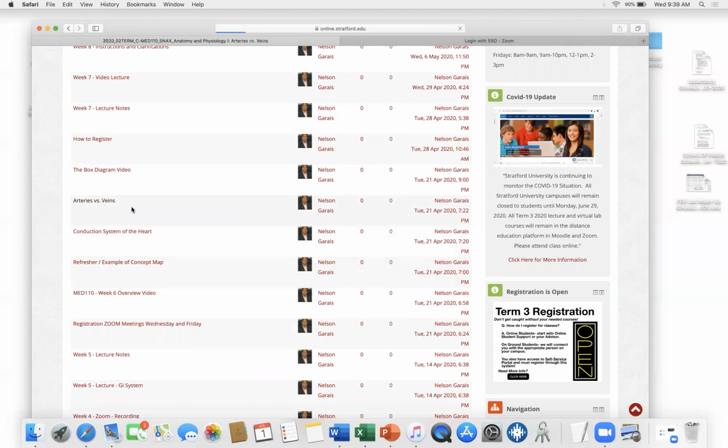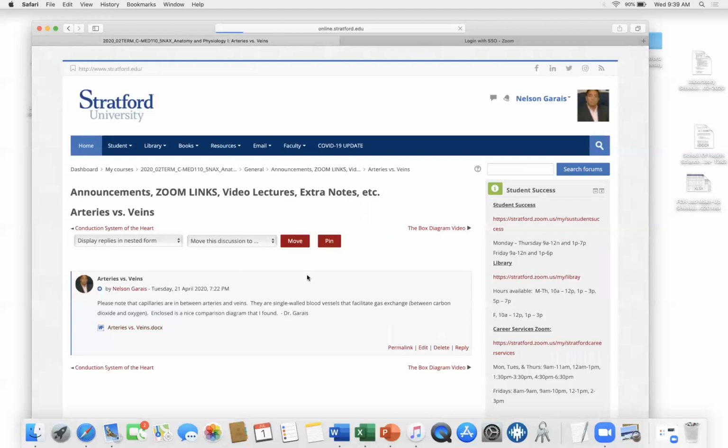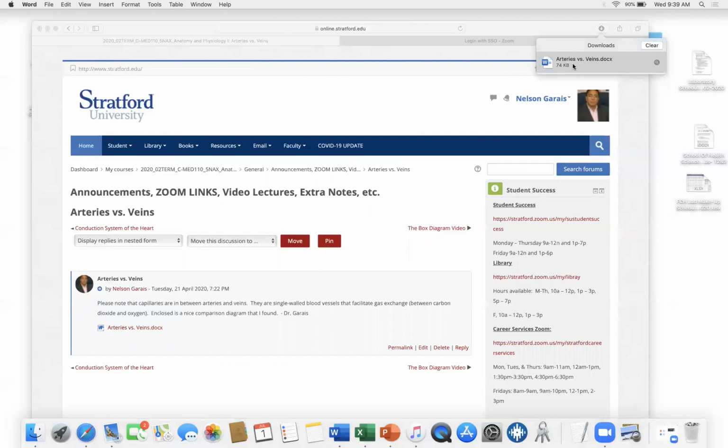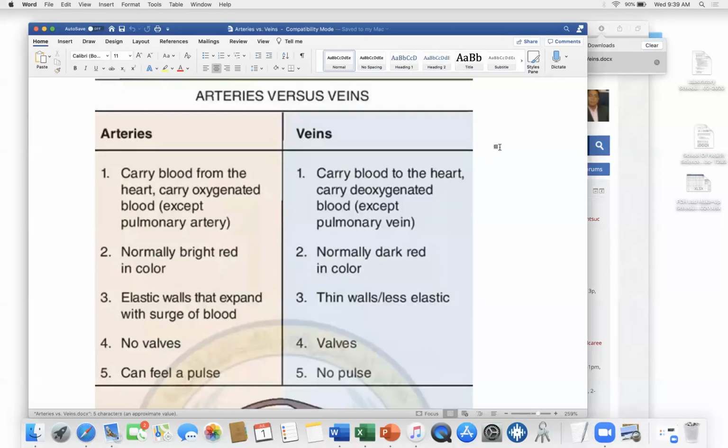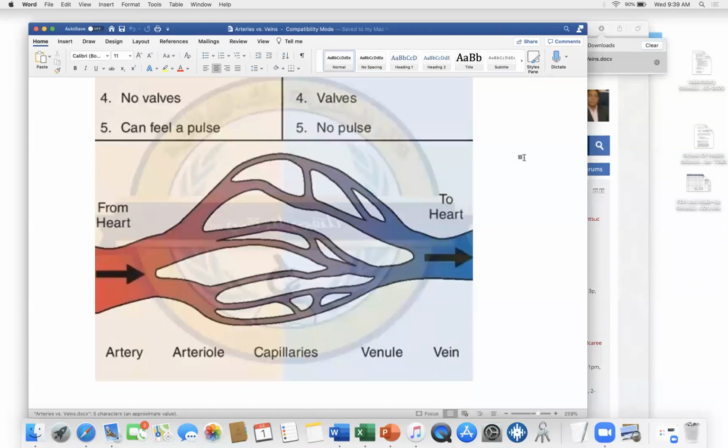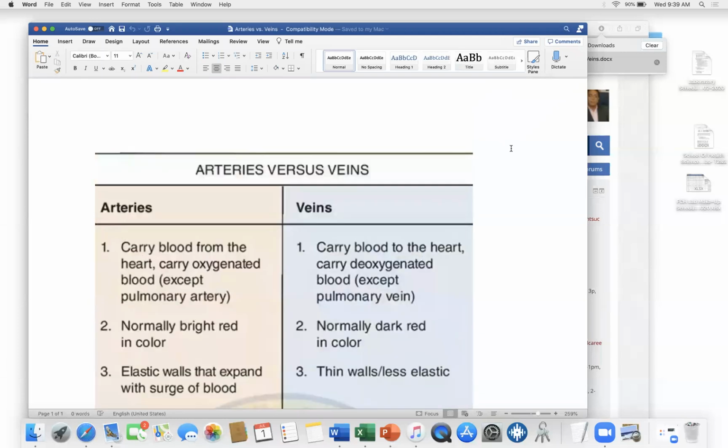So let's go to the arteries and veins. So let's look at this little diagram I either made. Oh, no, I didn't make it. I got it off of somebody. It's just as good. Okay, arteries versus veins.